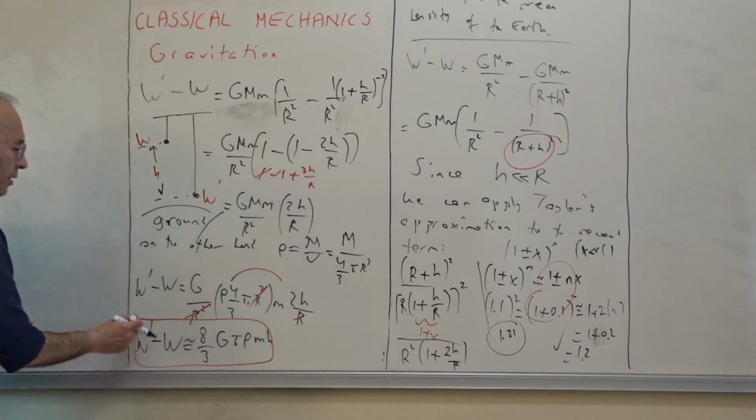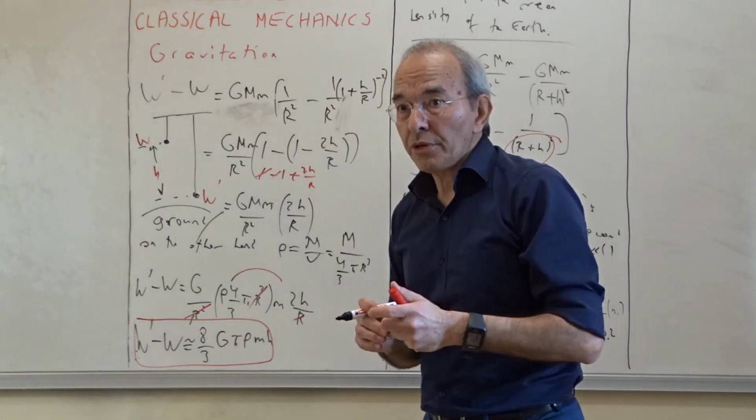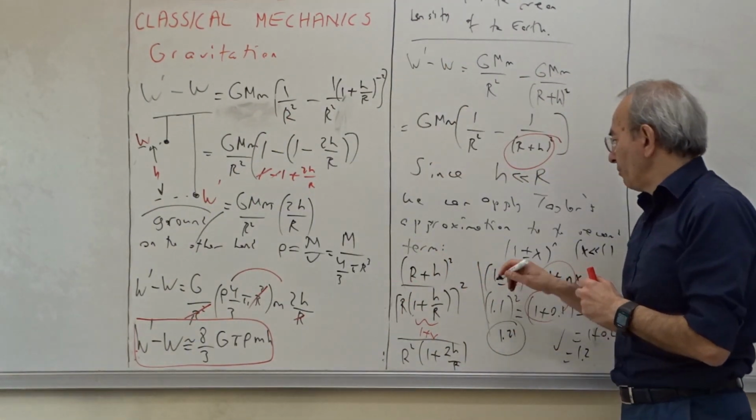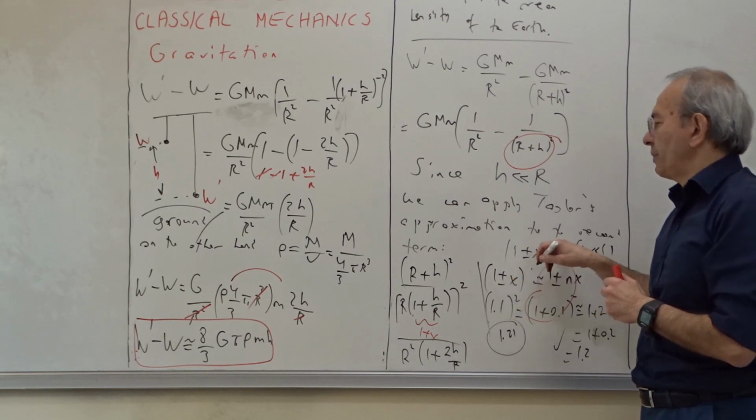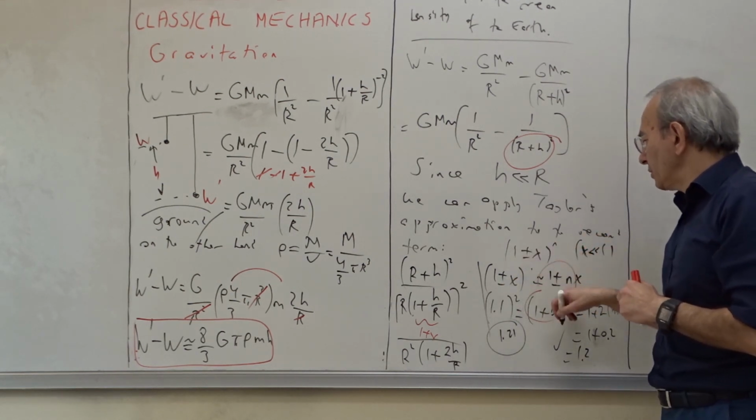By the simple trick of applying Taylor's approximation to a polynomial of this form, 1 plus or minus x to the power of n can be written as 1 plus or minus nx.